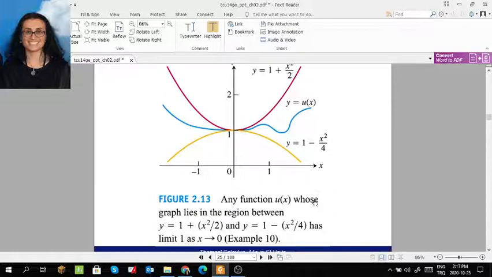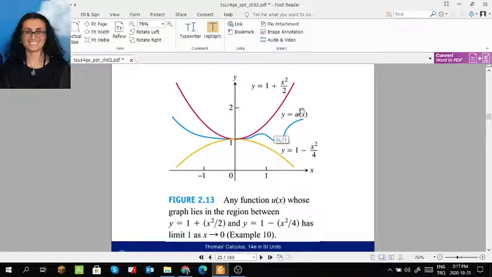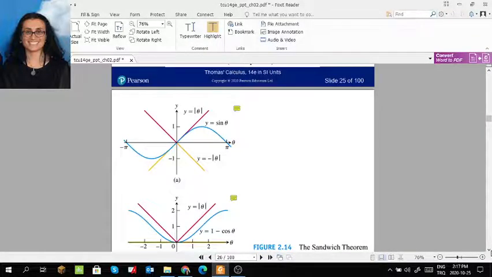Okay, here's an example. Let me make it a bit smaller for you. So we have the function u here. We have 1 plus x squared over 2 and 1 minus x squared over 4, and u is squeezed between the two. And we ask the limit as x approaches 0. So we look at the limit of this as x approaches 0, this is 1, and as x approaches 0, this is 1 again. So the limit of u in between is going to be 1 as x approaches 0 by the sandwich theorem, or squeeze theorem, they say.